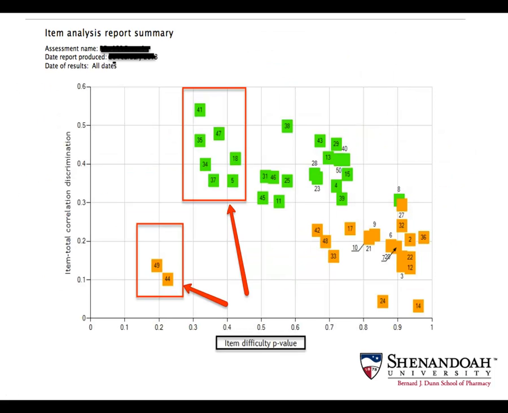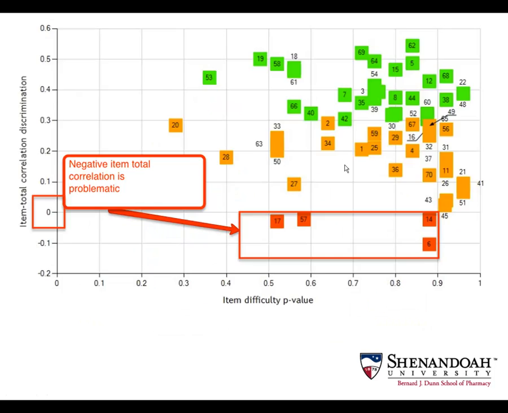Again, while there's no perfect distribution here, you don't want all your questions over here. You don't want all of them over here. You want a nice kind of a mix here. Now here's some things for sure we can say we do not want. Negative discrimination. Here's 0. These questions need to go away or need to be looked at seriously.